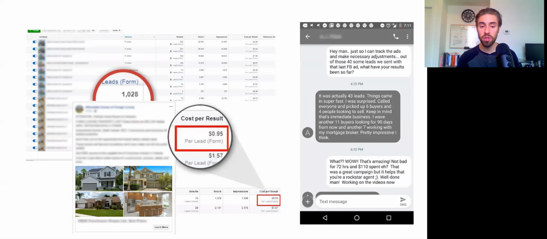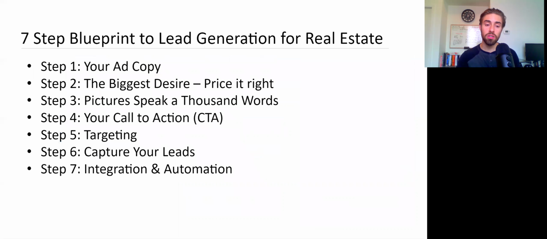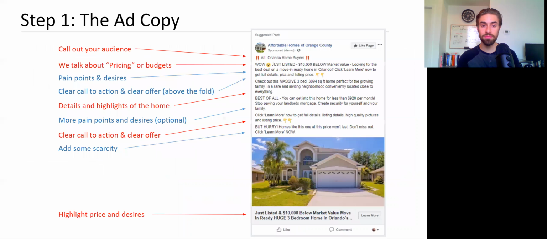So here are some results we got working with an agent from Palo Alto, California. And within 4 months, we were able to generate 1,000 leads with about $3,000 in ad spend, right? A few ads were generating leads for under $1 each, which is amazing. And so far, at the bottom line, he closed 4 deals, and he's working with multiple other buyers and sellers under contract. So the 7-step blueprint to lead generation for real estate.